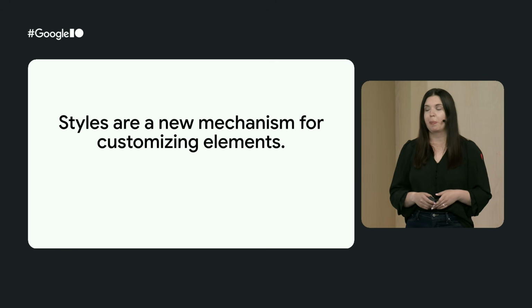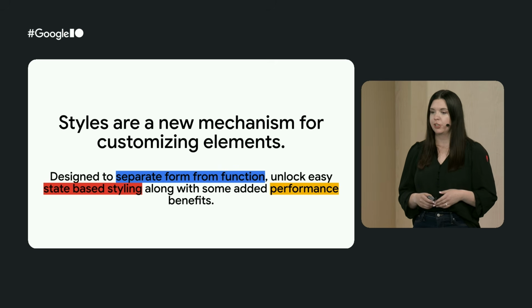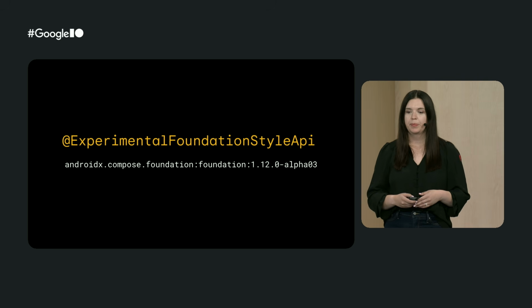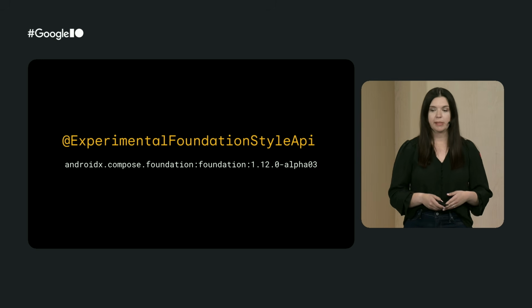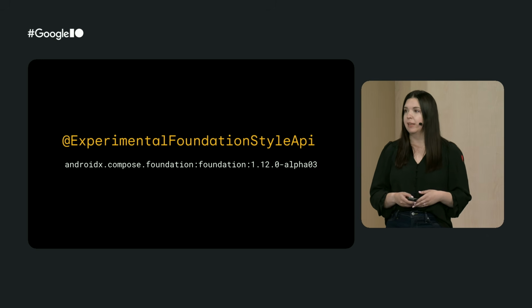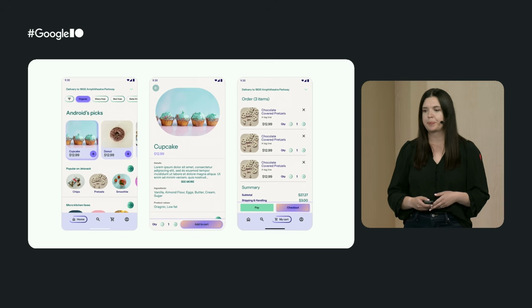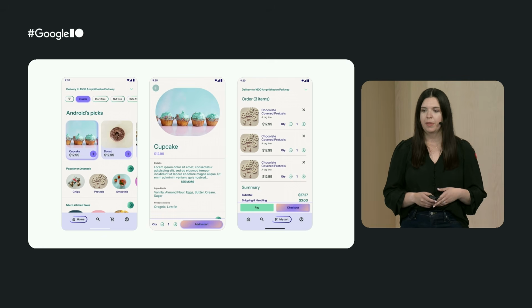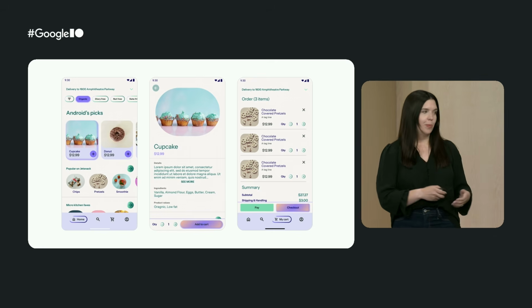Styles are a new mechanism in Jetpack Compose for customizing elements. They're designed to separate form from function and unlock easy state-based styling, along with some added performance benefits. The Styles API has been released in version 1.12 of Compose Foundation as experimental, with Material's adoption in the APIs coming soon. You'll see this is a big shift in how you interact with components today. We will show you how Styles helps customize your components in an easy-to-use way through a refreshed version of Jetsnack. Still using gradients, just a tad more subtle. I'll give it over to Meghan to tell you more.